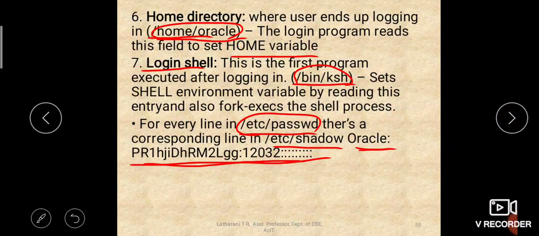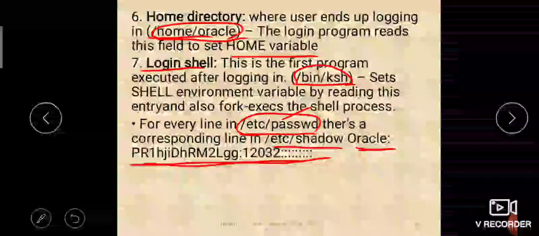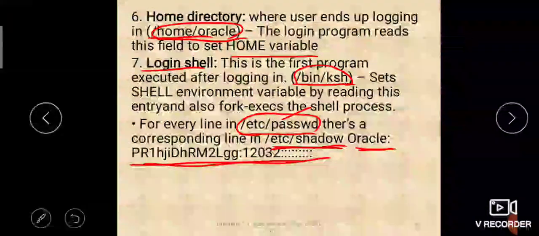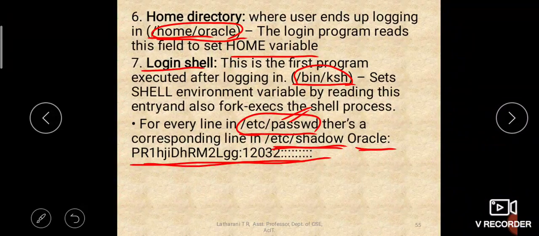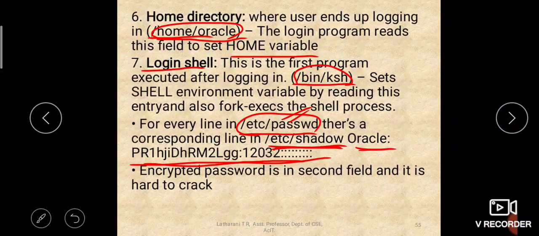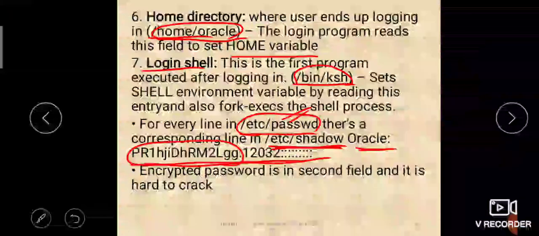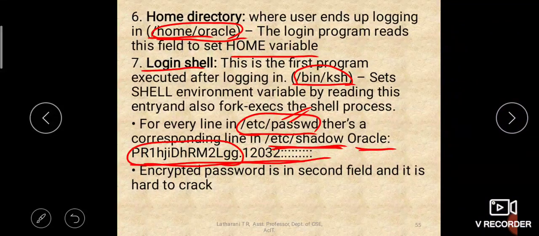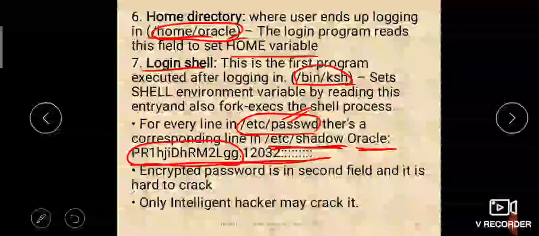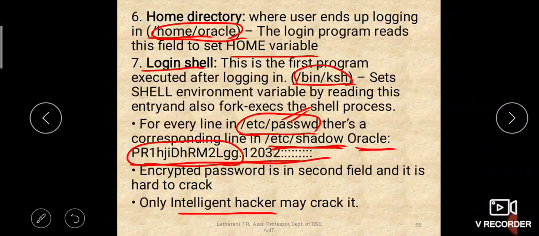Okay, then this is the entry. The passwd file will store the user details, an entry where the encrypted password will not be stored, but the encrypted password will be stored in the /etc/shadow file. For every entry in /etc/passwd, there will be a corresponding entry in /etc/shadow. The encrypted password is in the second field and it is hard to crack. See this one, this is the second field, which is the encrypted password, which is hard to crack, right? You cannot understand what that password is. It is converted to some other form. Only an intelligent hacker may crack it.